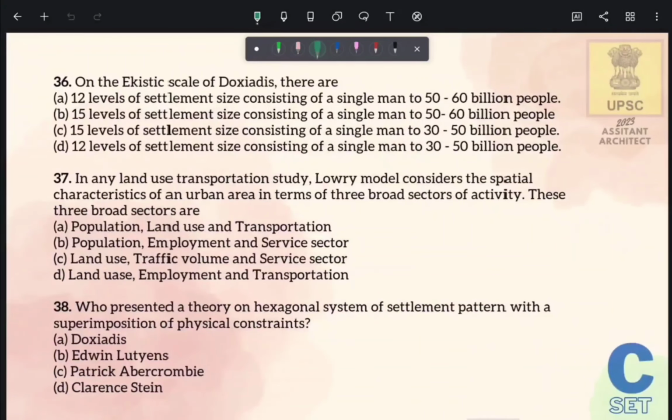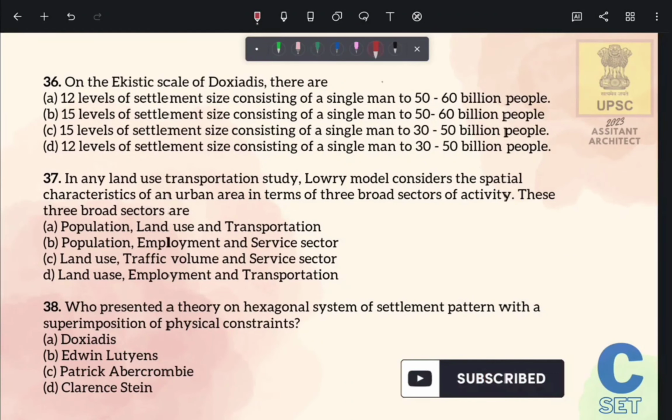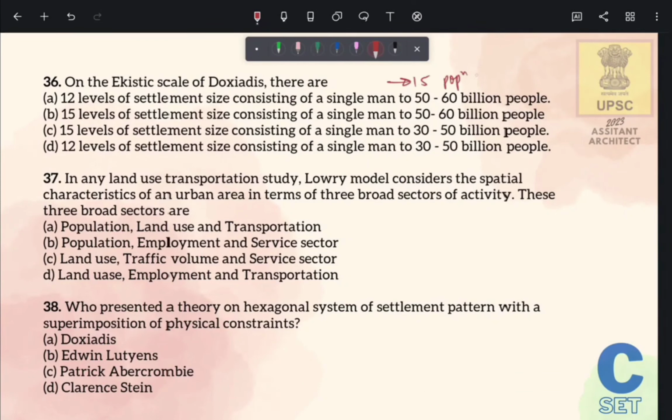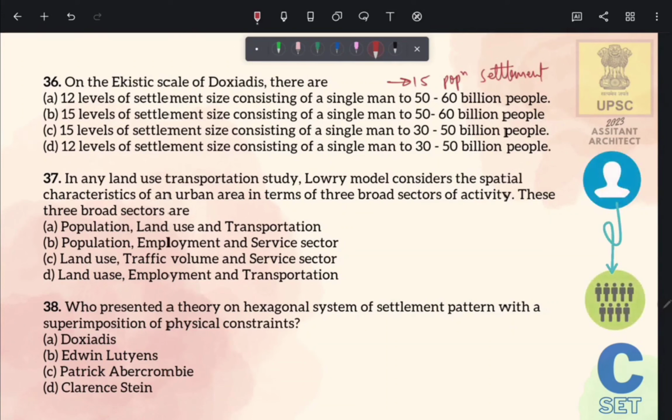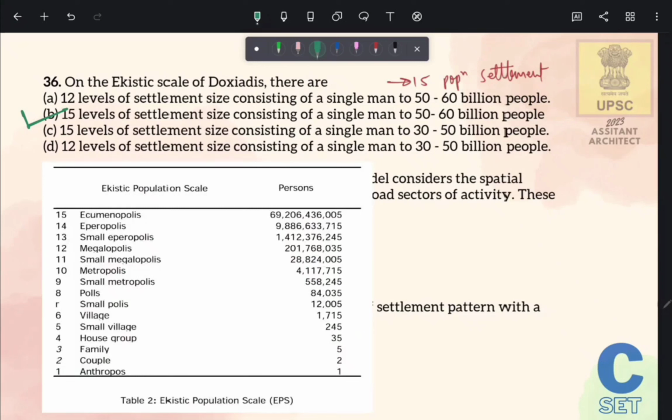Let's move to the next question. On the ekistic scale of Doxiadis, there are. So as per the ekistic scale of Doxiadis, there are 15 levels of population settlement, which start from a single person to almost 50 to 60 billion people. Therefore the correct answer of this question is option number B, 15 levels of settlement size consisting of a single man to 50-60 billion people. And these are all the 15 levels of the ekistic scale, which start from Anthropos to Ecumenopolis. Let's move to the next question.